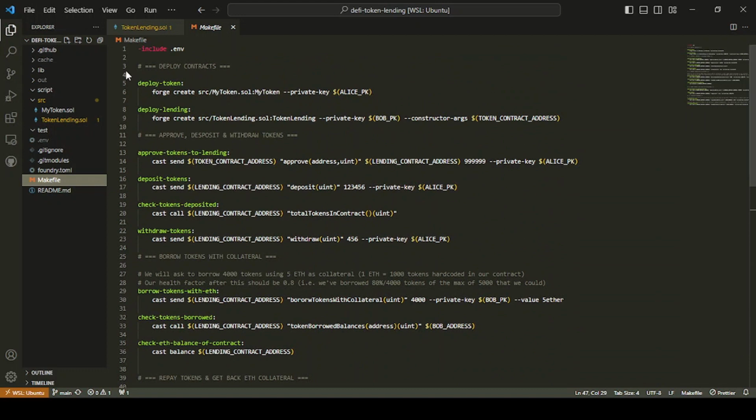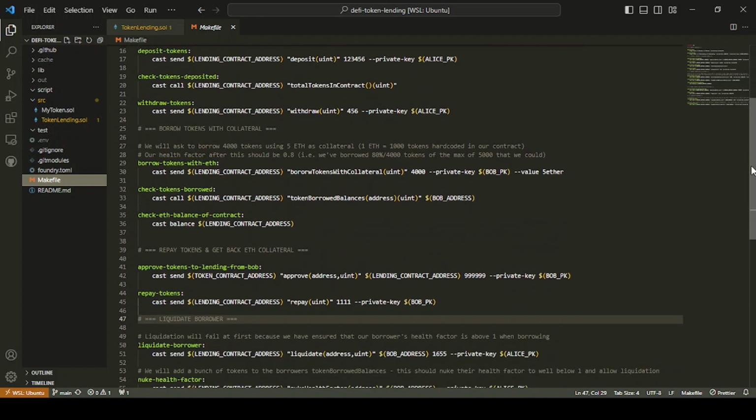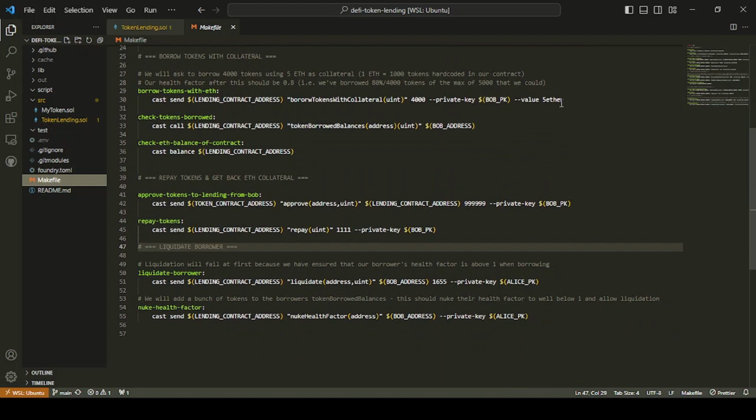So just to briefly show you, the makefile is shortcuts. So if we just go make deploy token, it will run this command, and make deploy lending, and so on and so forth. So we're going to deploy the contracts, then we're going to approve, deposit and withdraw tokens, then we're going to borrow tokens with collateral with ETH using message.value, and then we're going to repay the tokens and get the ETH collateral back.